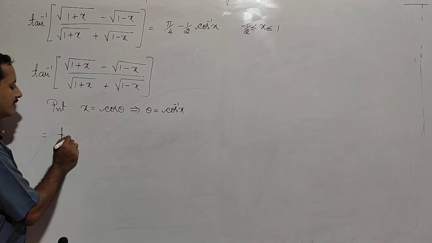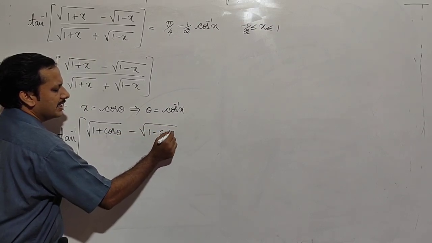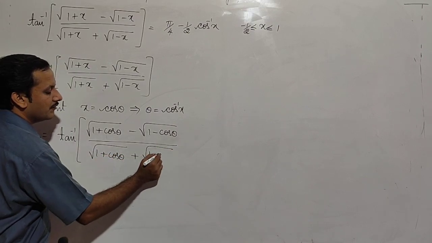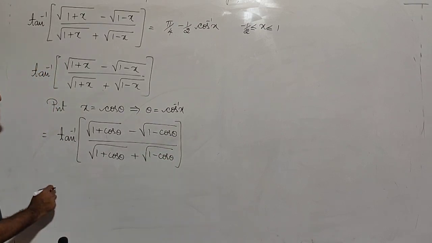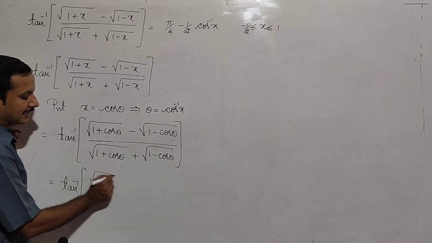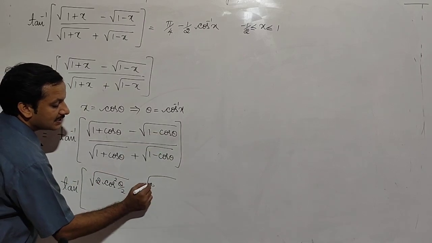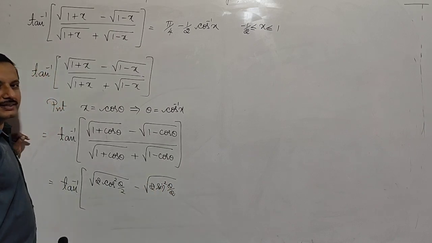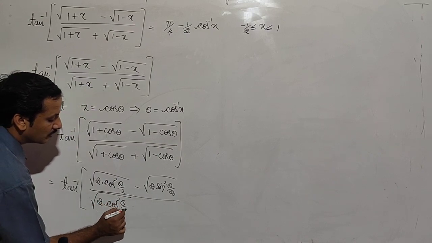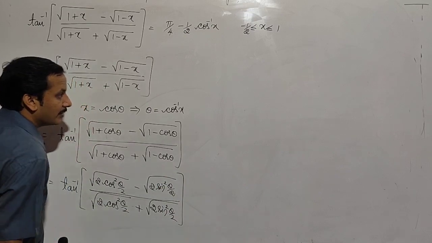Substitute there. Tan inverse of (root of 1 plus cos theta minus root of 1 minus cos theta) divided by (root of 1 plus cos theta plus root of 1 minus cos theta). That's equal to tan inverse of root of 1 plus cos theta, which can be written as 2 cos square theta by 2, minus, here 1 minus cos theta can be written as 2 sin square theta by 2, a well known formula. And do the same thing in the denominator also, writing 1 plus cos theta as 2 cos square theta by 2 and writing 1 minus cos theta as 2 sin square theta by 2.